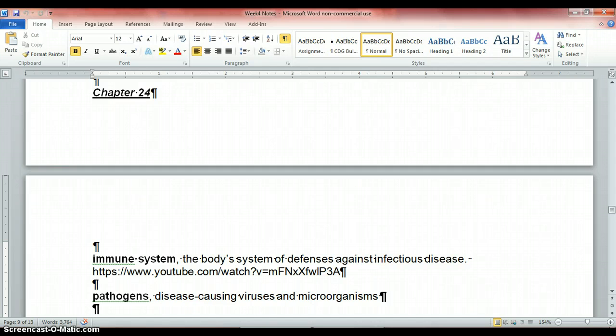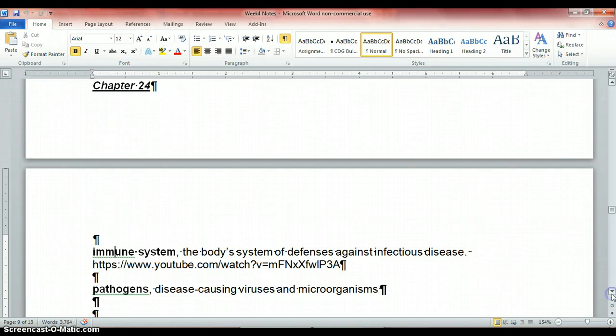Brain is apparently dead. For this, I think this is probably going to take more than one part because it looks like we've got several Word document pages on it, about 9. But let's start off with the immune system.